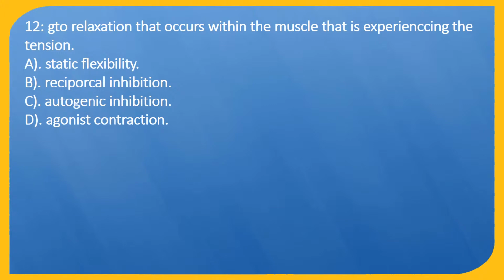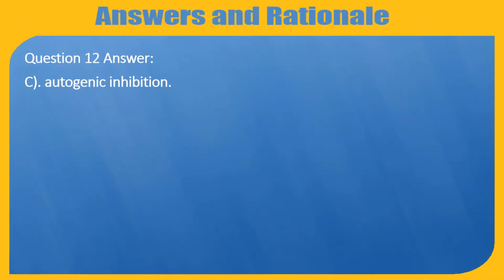Question 12. The relaxation that occurs within the muscle that is experiencing the tension. A. Static flexibility. B. Reciprocal inhibition. C. Autogenic inhibition. D. Agonist contraction. Question 12. Answer: C. Autogenic inhibition.